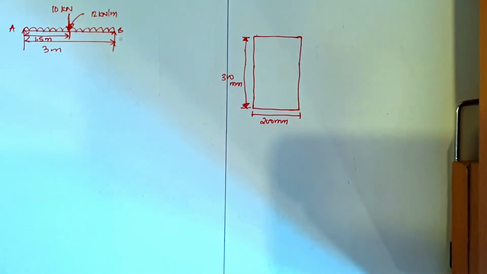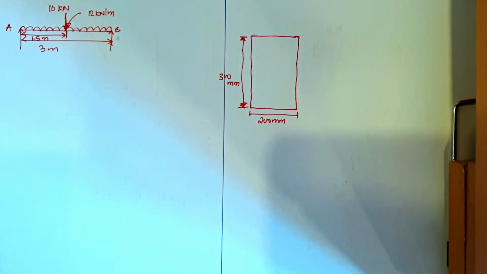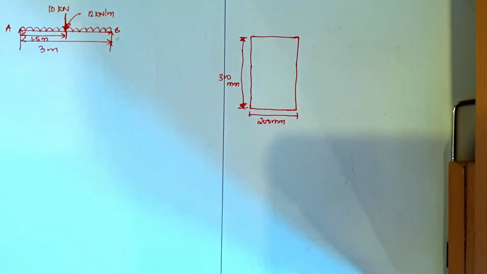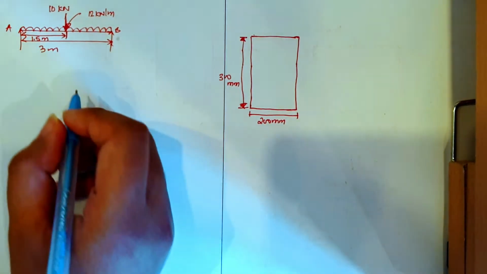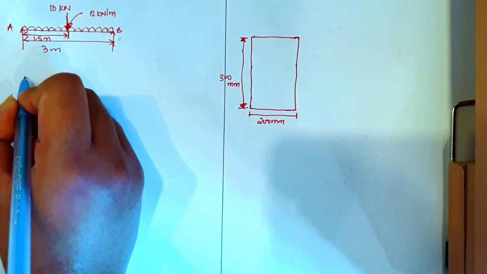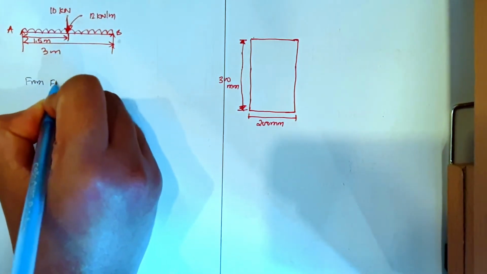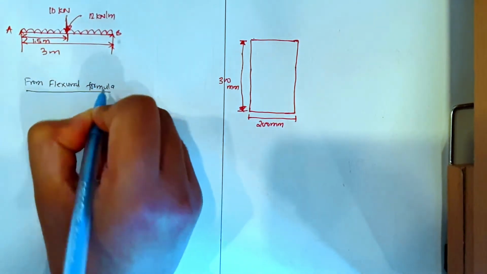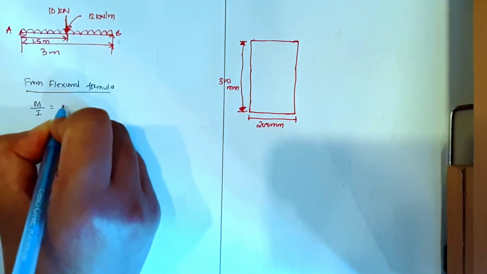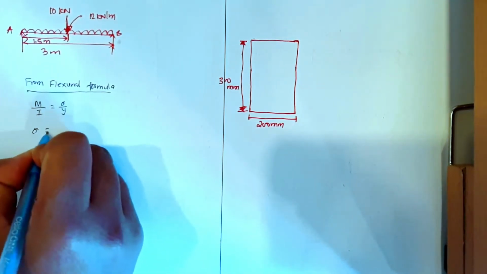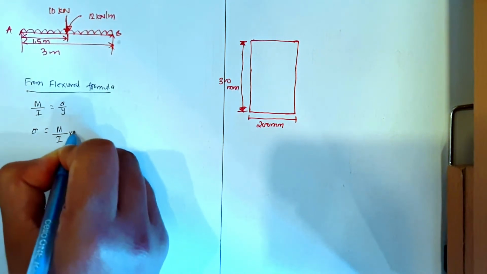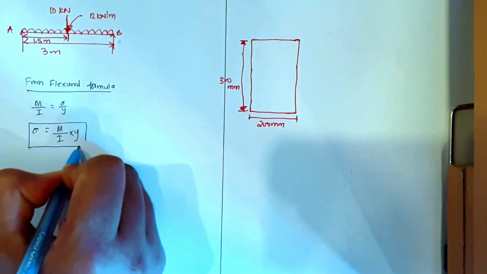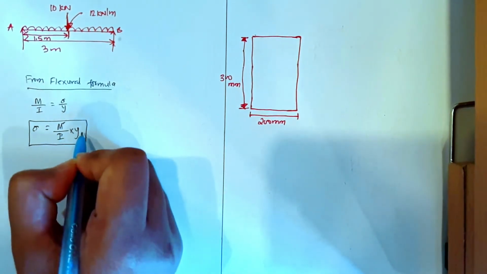Now here we are asked to find maximum bending stress induced in the section and draw bending stress distribution diagram. Now we need to find the maximum stress. As we found in the first numerical, we can find this also. So from the flexural formula, which is M by I equals to sigma by y, from here we get sigma is equal to M by I into y. So then we need to find M, I and y.